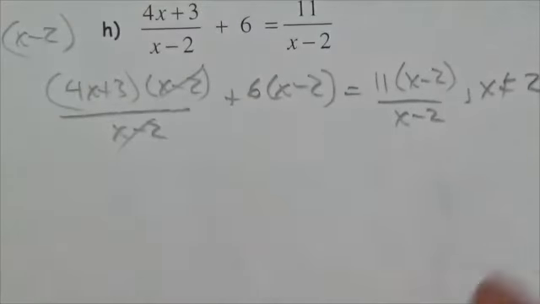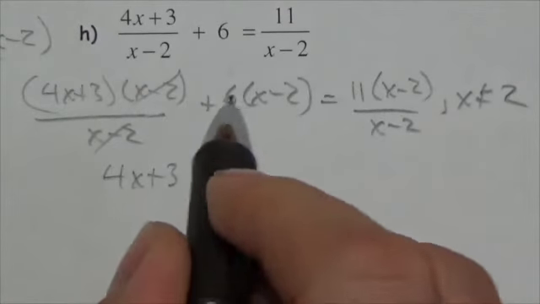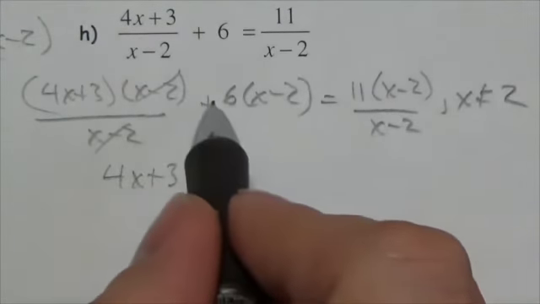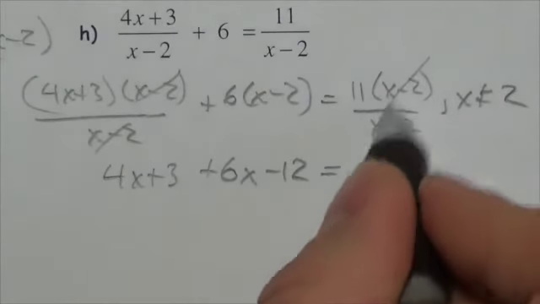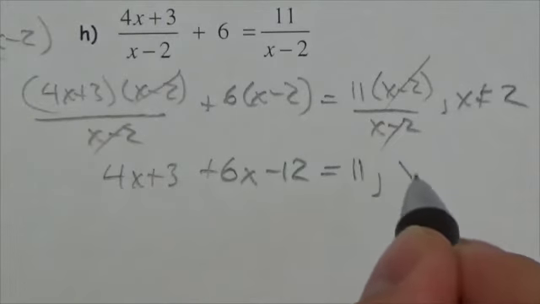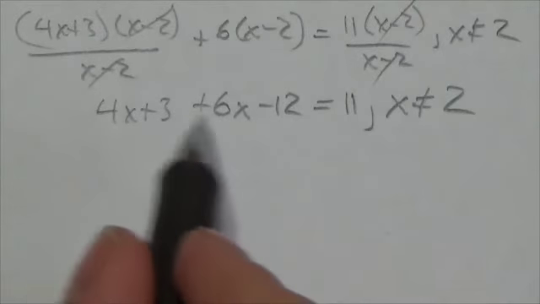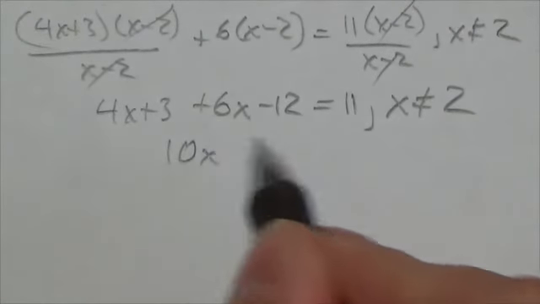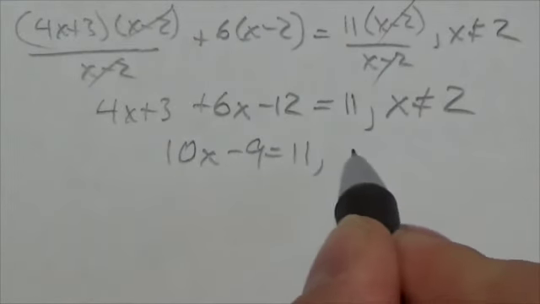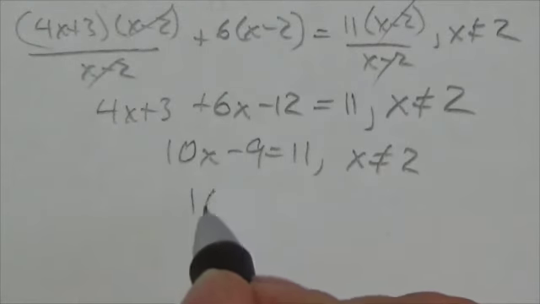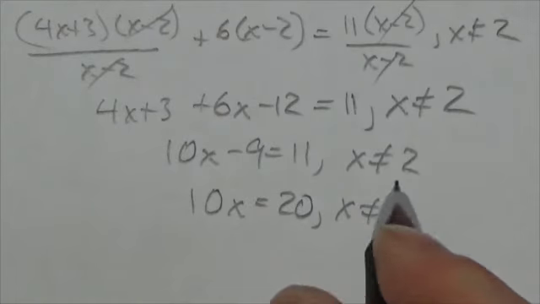Now, the x minus 2's are going to cancel, so you're going to be left with 4x plus 3 plus, there's nothing to cancel here, so I'm just going to distribute the 6 through, plus 6x minus 12. And then the x minus 2's cancel here, and we're just left with 11. That's all true, so long as x doesn't equal 2. What have we got here? Let's put the x terms together, so it'll be 10x. Positive 3 and minus 12 will be minus 9 is equal to 11, so long as x doesn't equal 2. So 10x is going to equal 20, so long as x doesn't equal 2.